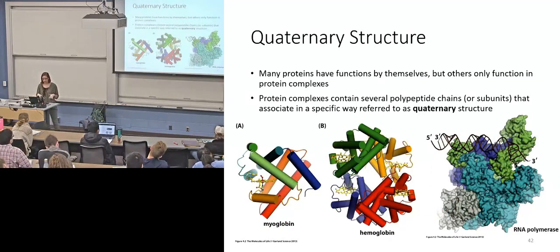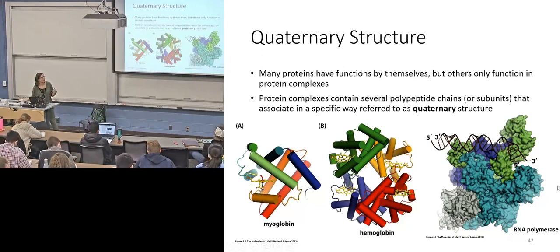Many proteins do have functions all by themselves. Myoglobin is an example, okay? It's just one unit and it has its own function, but they also, of course, complex with other proteins. And so quaternary structure is when protein complexes come together. We have separate polypeptide chains and then they associate specifically. And the interactions between them are no longer covalent. These are non-covalent interactions, right? Hemoglobin is one of our examples, or RNA polymerase. This is showing the binding site for DNA to synthesize a messenger RNA. It's obviously a big complex of many different subunits.